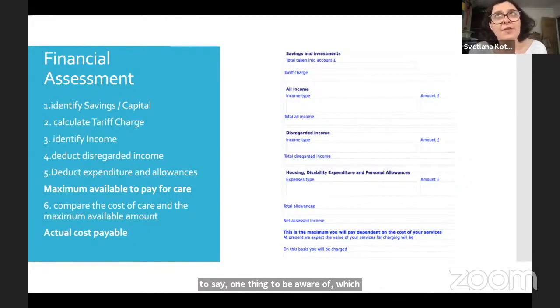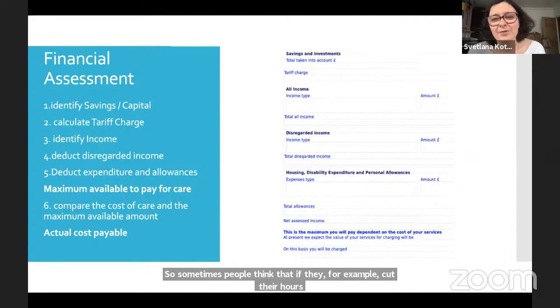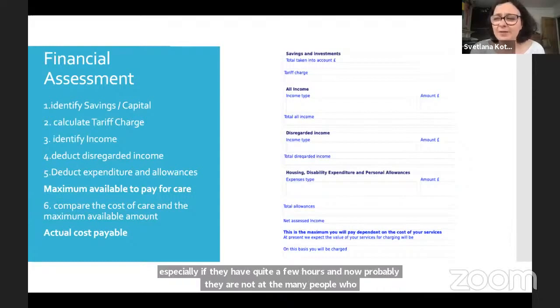You will not necessarily reduce your charge by reducing your care. Sometimes people think that if they, for example, cut their hours, especially if they have quite few hours, they will automatically reduce the amount that they have to pay as a charge for care. And this is not correct.